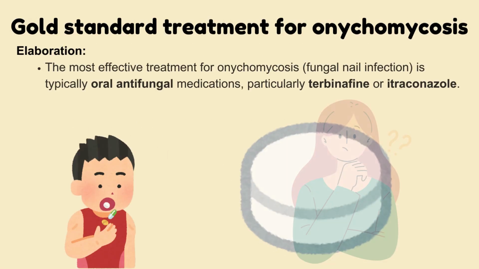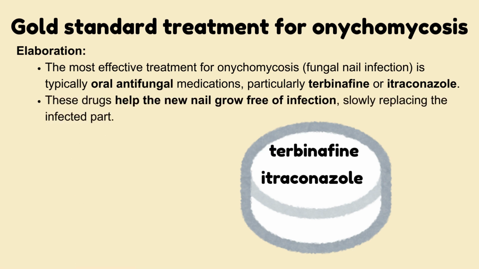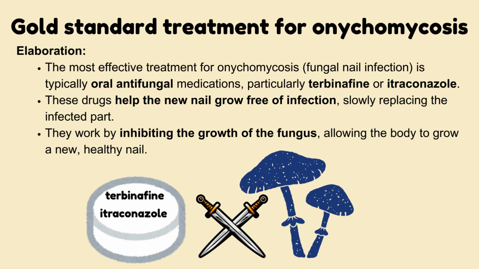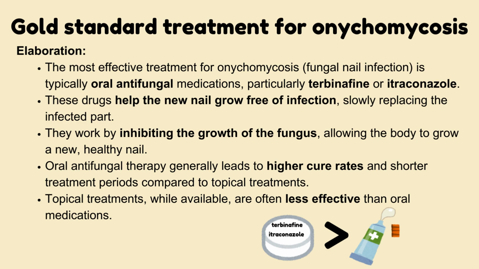Elaboration. The most effective treatment for onychomycosis is typically oral antifungal medications, particularly terbinafine or itraconazole. These drugs help the new nail grow free of infection, slowly replacing the infected part. They work by inhibiting the growth of the fungus, allowing the body to grow a new, healthy nail. Oral antifungal therapy generally leads to higher cure rates and shorter treatment periods compared to topical treatments. Topical treatments, while available, are often less effective than oral medications.